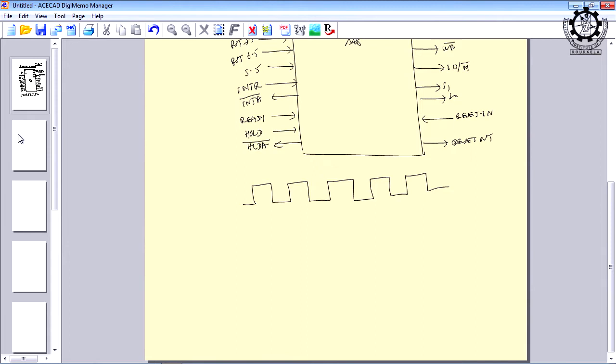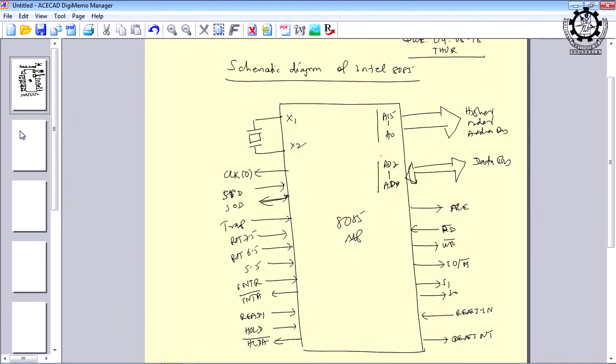So, since we are multiplexing address with data, there must be a signal which will indicate when the lines carry address and when they carry data. Therefore, we have this signal ALE. ALE stands for address latch enable.